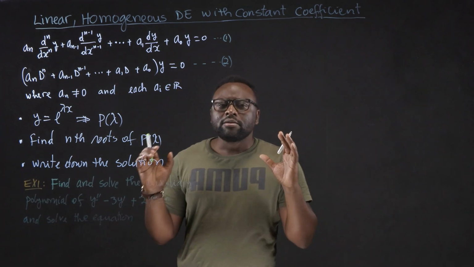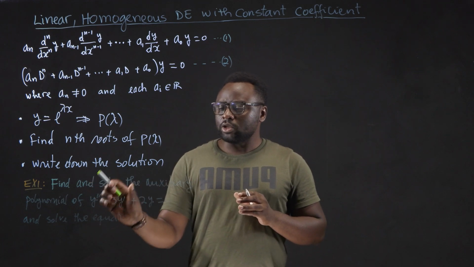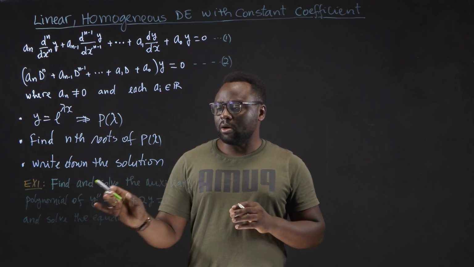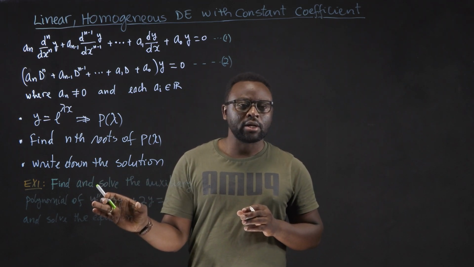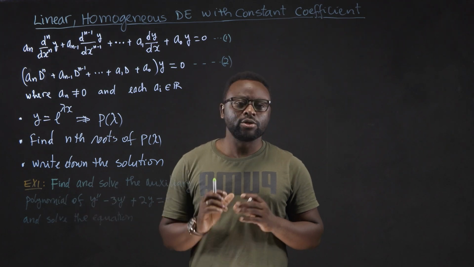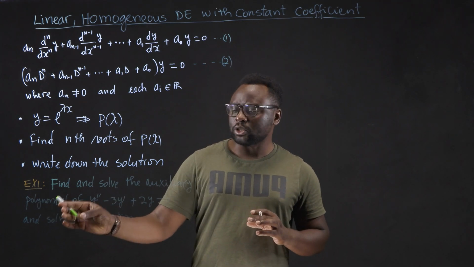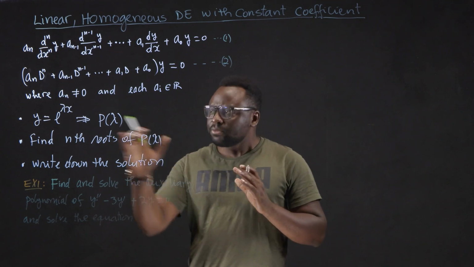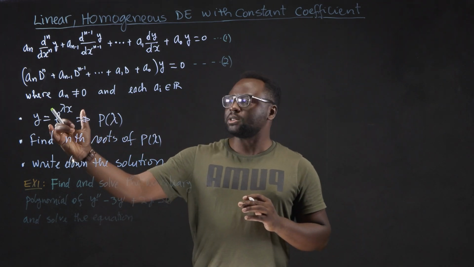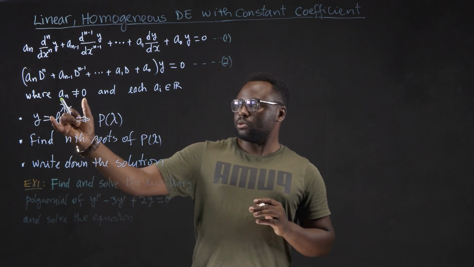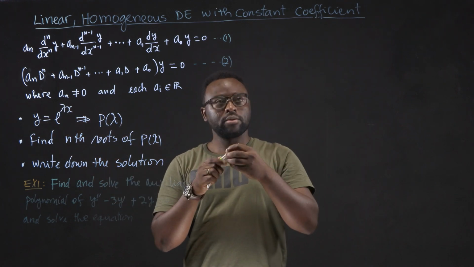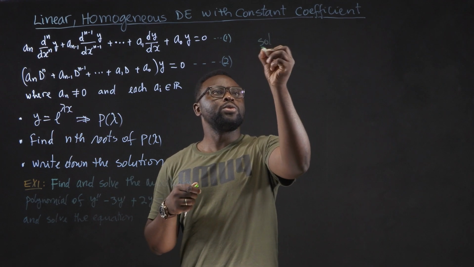All right, this is an example. Find and solve the auxiliary polynomial associated to this equation, okay? And write down the solution to the equation. That's what we call here solving the equation. Let's follow these steps and see. The first step consists of assuming the form of the solution.